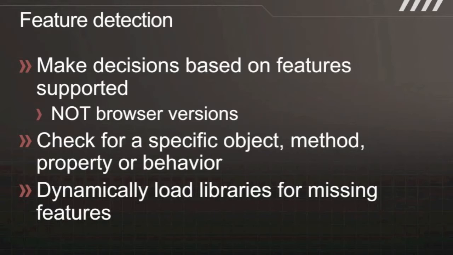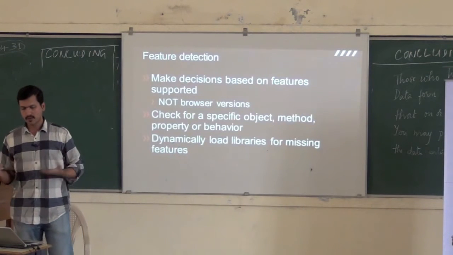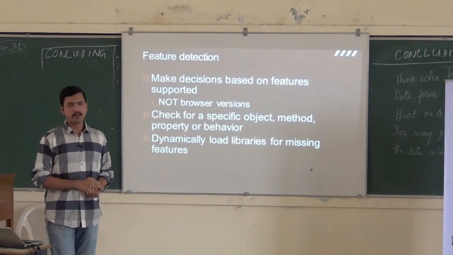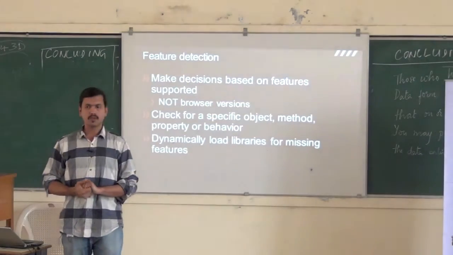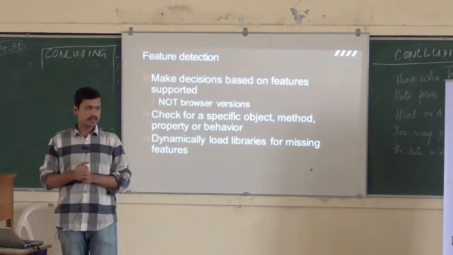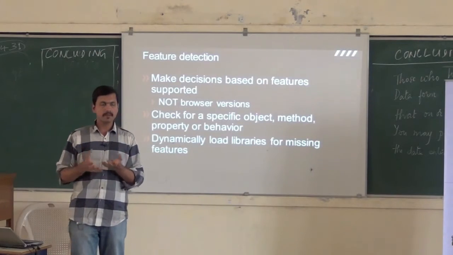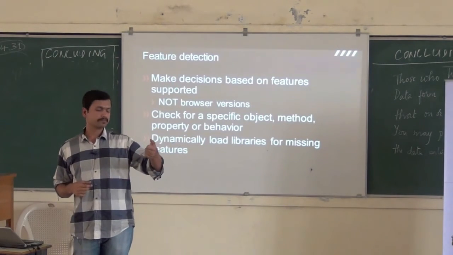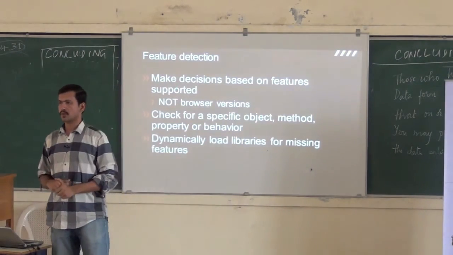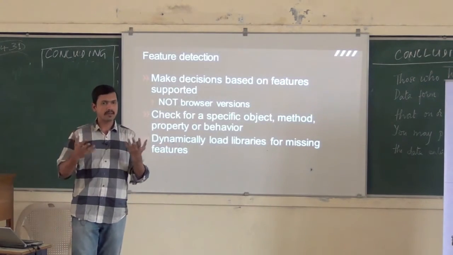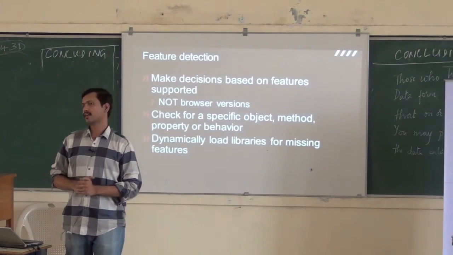So briefly, make decisions based on features, not browser versions. You can check for a specific object, method, property, or behavior. And another thing that this allows you to do is, if you detect that a particular feature that your web app requires is not available, then you might want to load up a polyfill, basically another library that supplements that particular browser with that functionality.